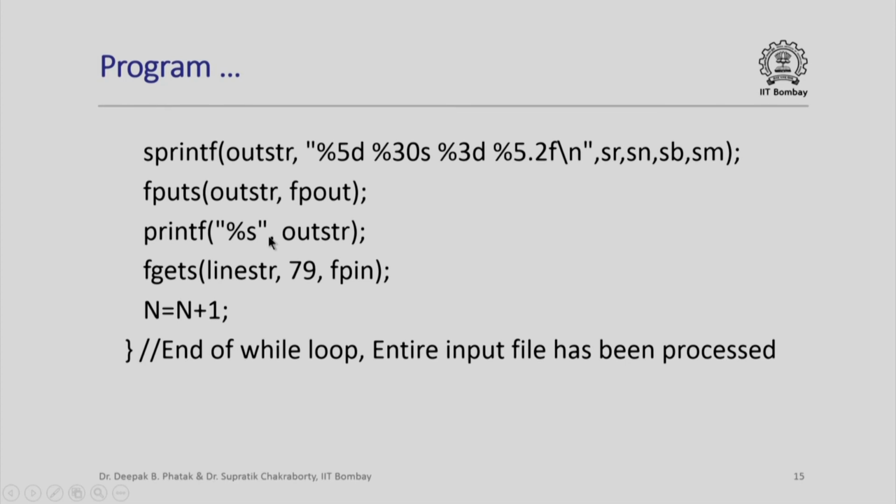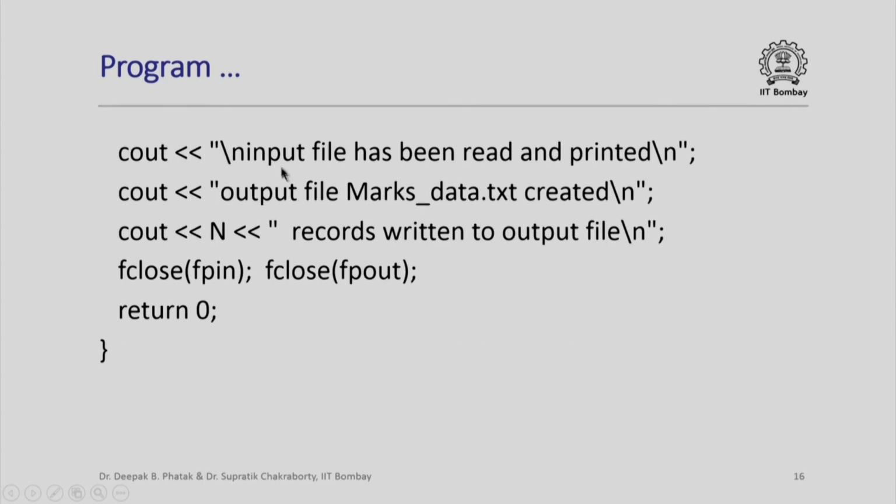Before going to the next iteration, I get the next string from fpin, increment n, and that is the end of the while loop. So, the entire input file has been processed. At the end, I say input file has been read and printed, output file has been created, I output the number of records written and close these files fpin and fpout. That is the end of my program.